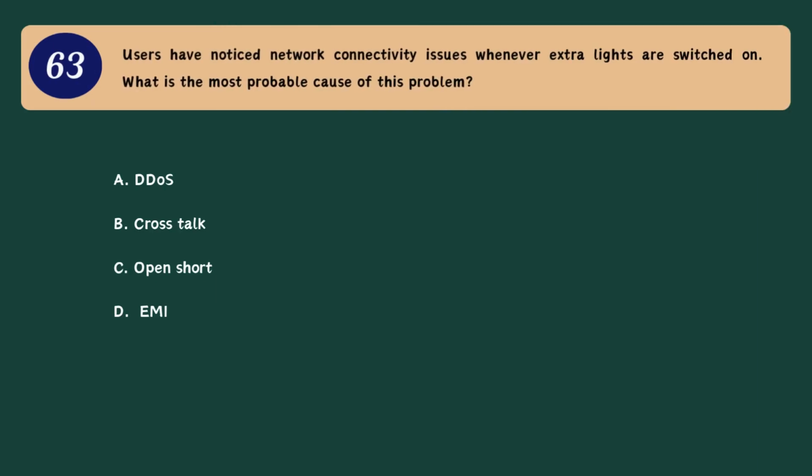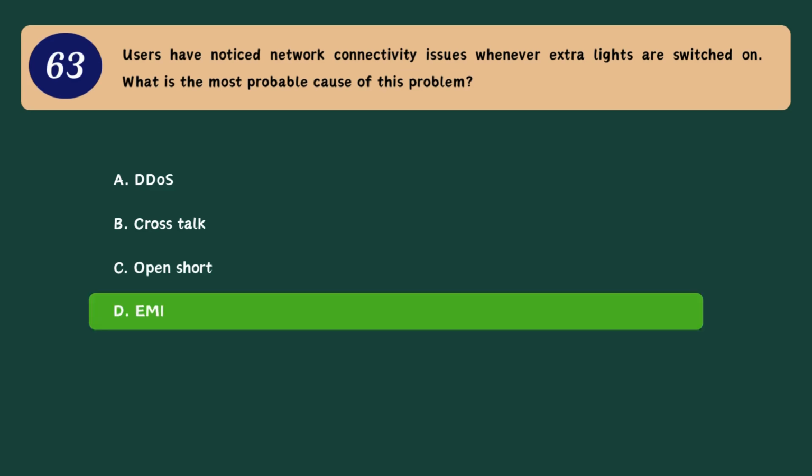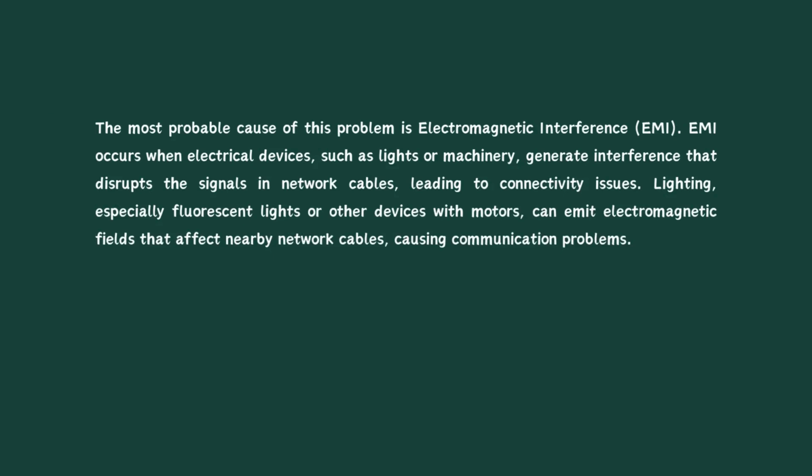Question 63. Users have noticed network connectivity issues whenever extra lights are switched on. What is the most probable cause of this problem? A. DDoS. B. Crosstalk. C. Open short. D. EMI. Correct answer. D. EMI. The most probable cause of this problem is electromagnetic interference.